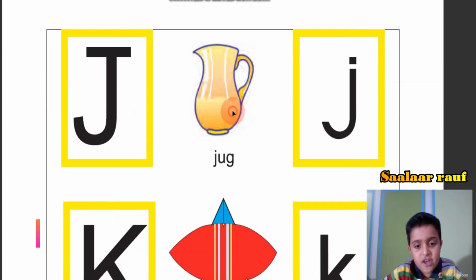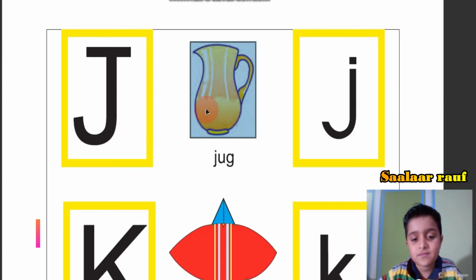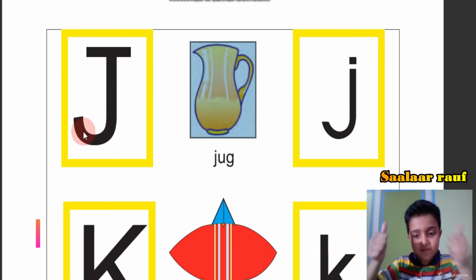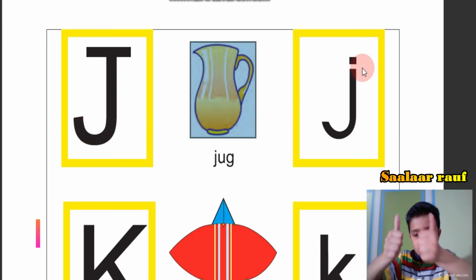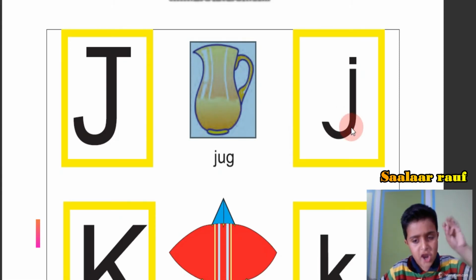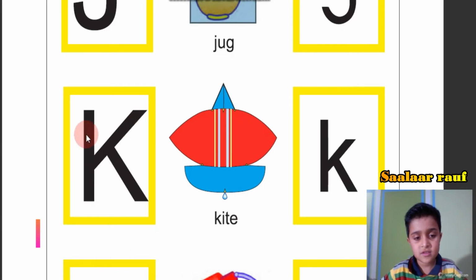Now we are going again. J for jug. What is this? J. J for jug. And what is this? J. And what is this?